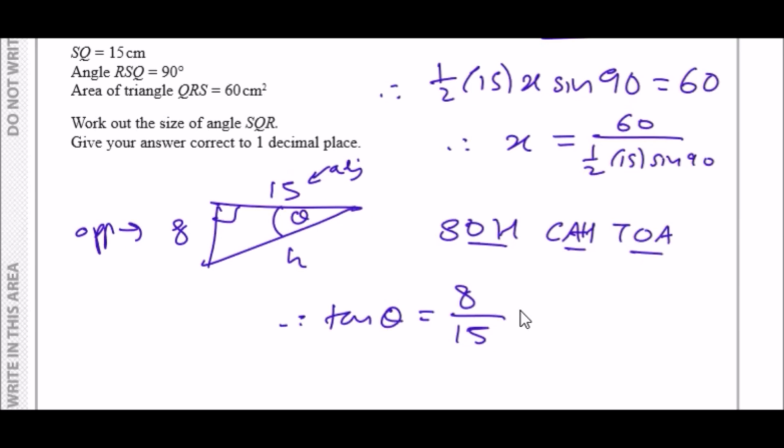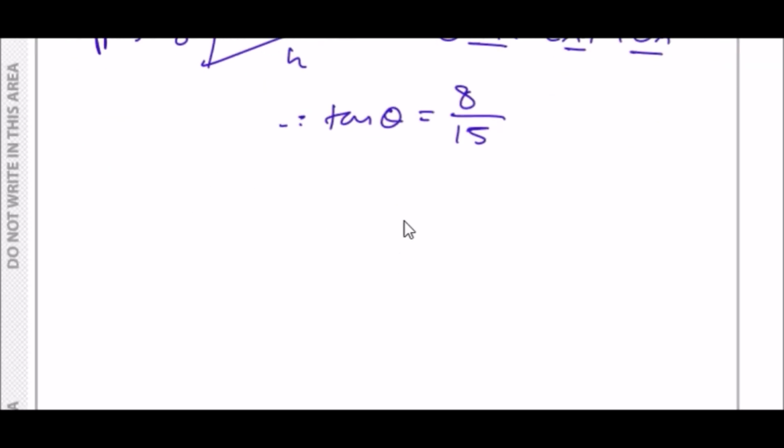So we can say that tan theta equals opposite over adjacent. And that's it, guys. Now all you do is tan inverse this, and you get your answer. So theta equals the tan inverse of 8 over 15. Let's try it out. Tan inverse. And you should get 28.1 degrees. And that seems to be all you have to do.